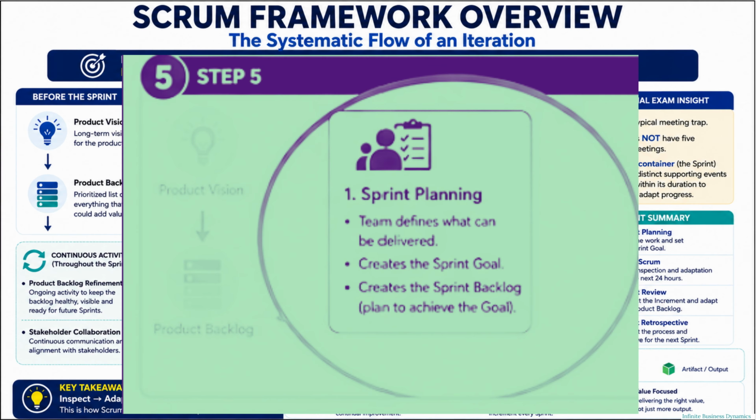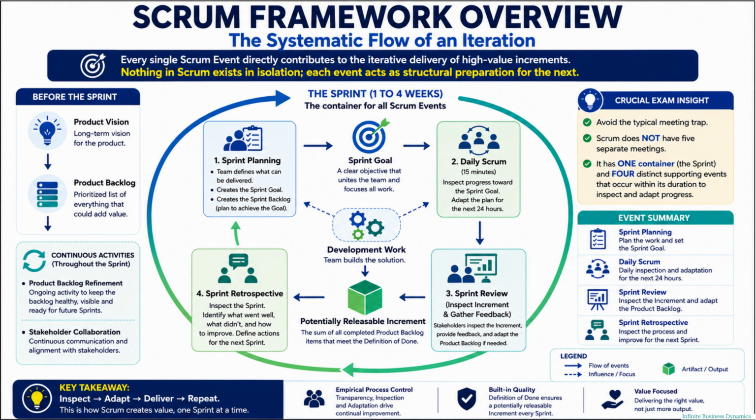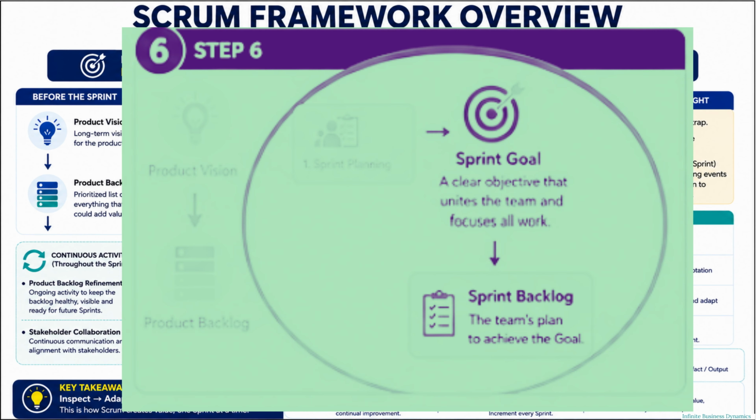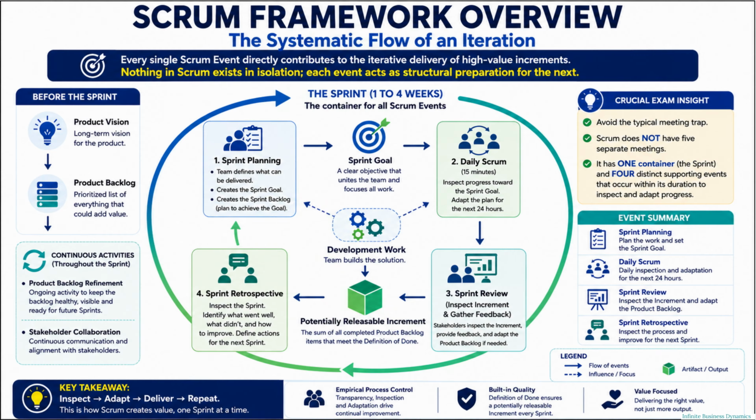The sprint begins with sprint planning. During sprint planning, the Scrum team determines what work can be completed during the sprint. The team establishes the sprint goal, which provides a single objective for the sprint, and creates the sprint backlog, which is the team's plan for achieving that goal. Think of the sprint goal as the team's compass. Every decision during the sprint should support achieving that goal.